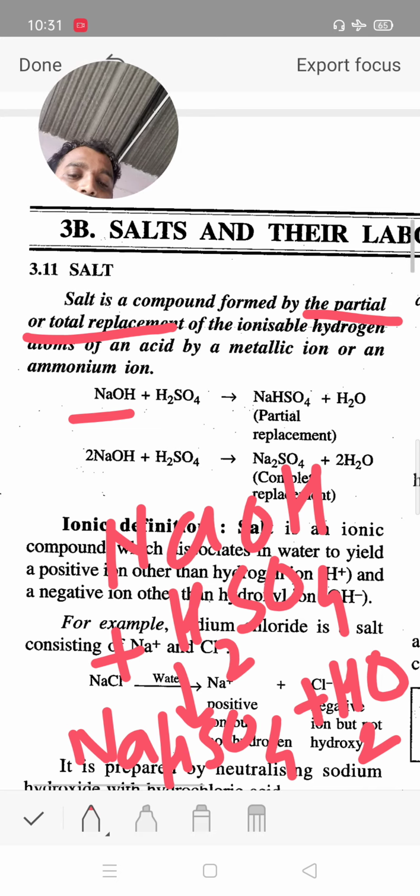This is named sodium hydrogen sulfate, by a metallic element like sodium. It depends upon the condition.